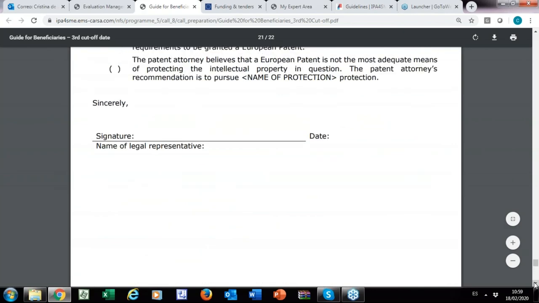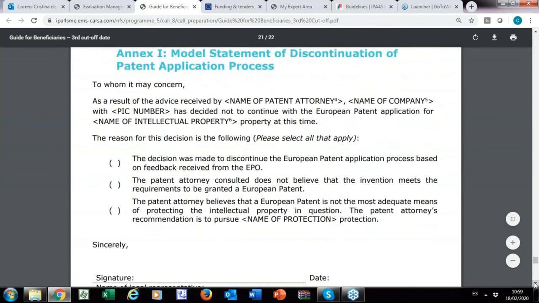And here's also something we ask because sometimes the work of a patent attorney, and this is related to service three as a matter of fact, ends up in a conclusion that this knowledge or this technology you have is not beneficial for you, or is currently at a stage where you shouldn't apply for a European patent, for any reason.